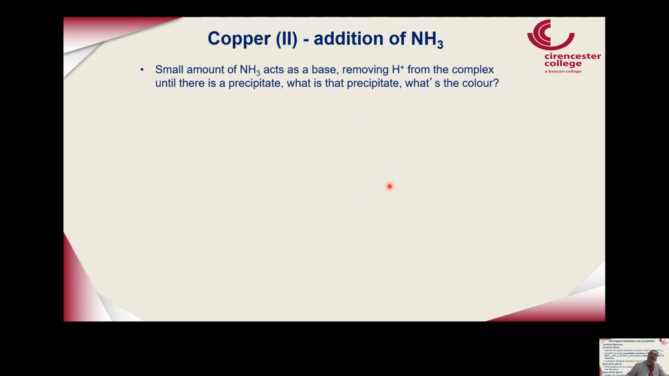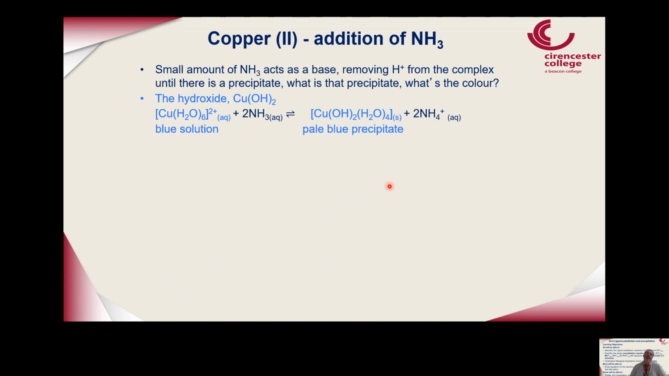Okay. So what happens when we add small amounts of ammonia? It acts as a base. It's going to remove the H+ from the complex until there's a precipitate. So the hydroxide is blue. We've got our hydroxide compound there. We add ammonia, so we've got a pale blue solution, then it goes to a pale blue precipitate. So ammonia is a source of OH. It's going to produce OH in solution.